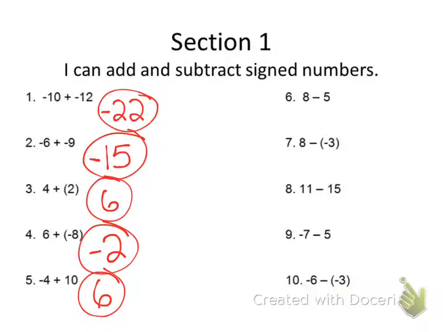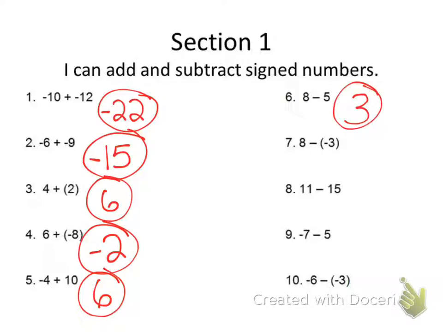Those are all adding. The second column is all subtracting. Remember, subtracting is the same as adding the opposite. So if you are subtracting a 5, it's like adding a negative 5. Okay, so same rules apply. We just subtract the numbers, keep the sign of the larger number. 3. Very good.